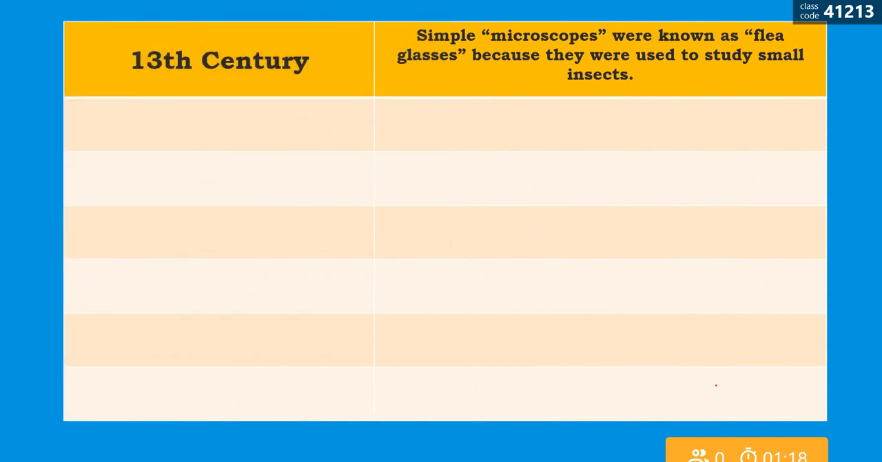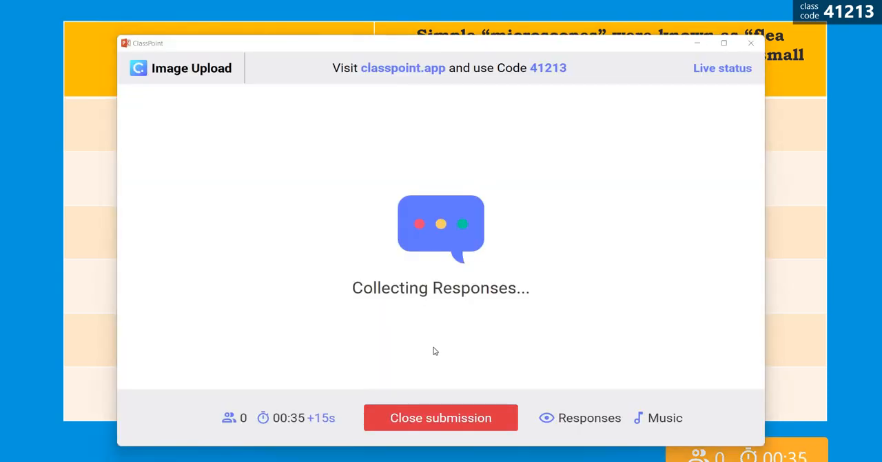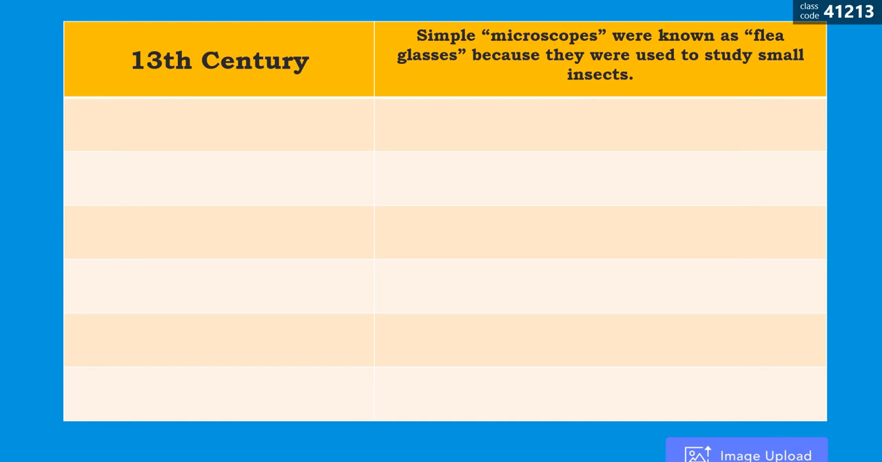Okay, so let's try to answer this. Try to complete it. On the left column, you are given the sample, and the year or the time is 13th century. So we have simple microscopes were known as flea glasses because they were used to study small insects. Please continue following the format. Go. Okay, time is up. Let's reveal the answer.